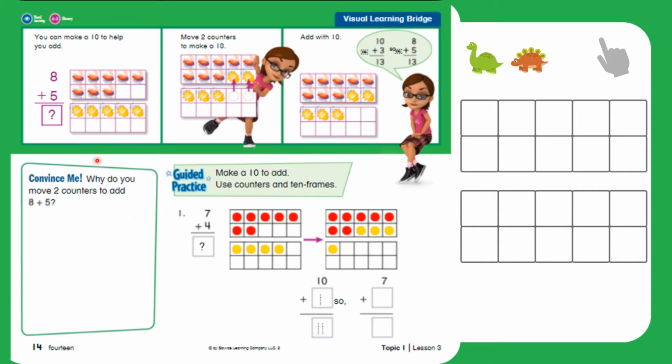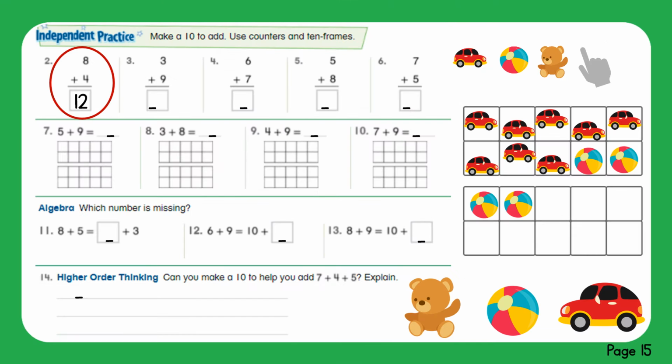Earlier we learned how we can place different counters in 10 frames. Then we can grab some of them in the first one to complete the first 10 frame and then count quickly to add and find the solution of our sum. Then we practiced some more sums using our 10 frames and different counters.